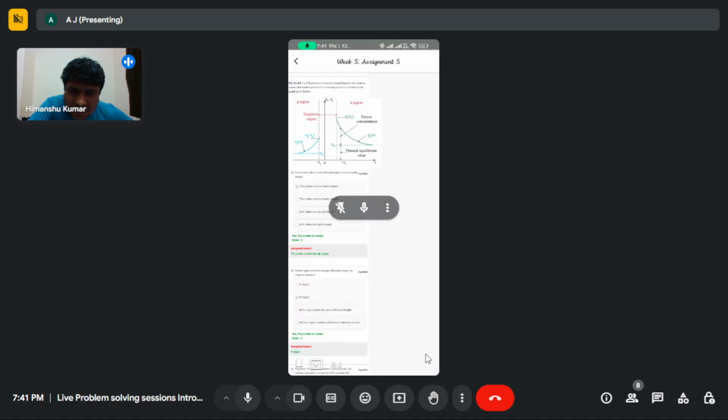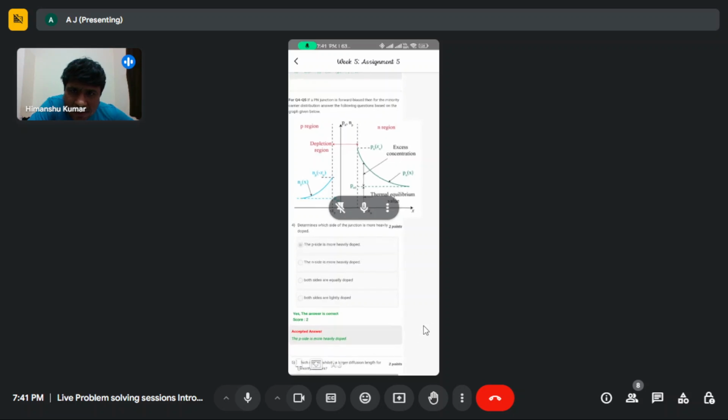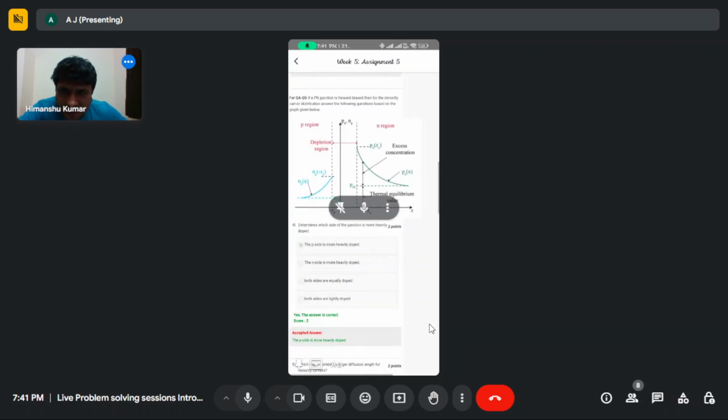Can you zoom your screen? This graph is given. Yeah. So, what is your doubt?